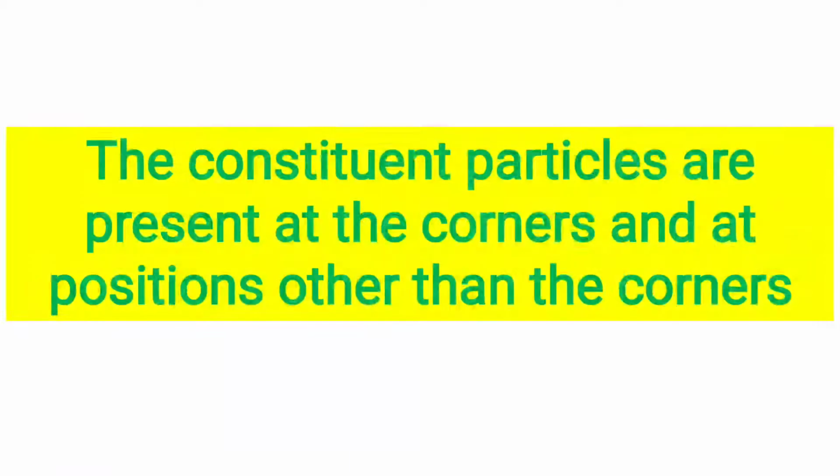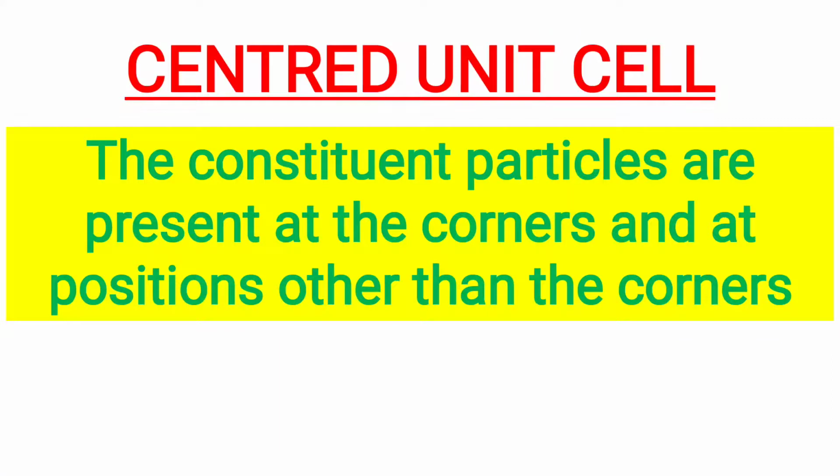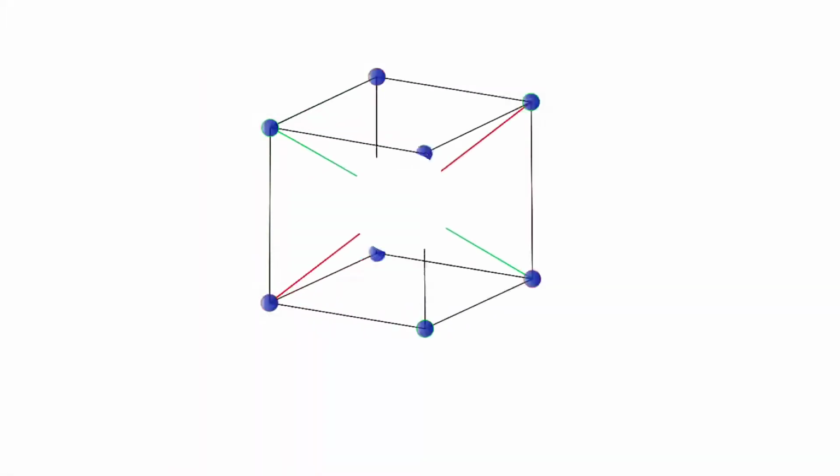Now, what if the constituent particles are present not only at the corners but also at positions other than the corners? Then we call them a centered unit cell. Such a unit cell is a centered unit cell, and it's time to have a look at each of these.